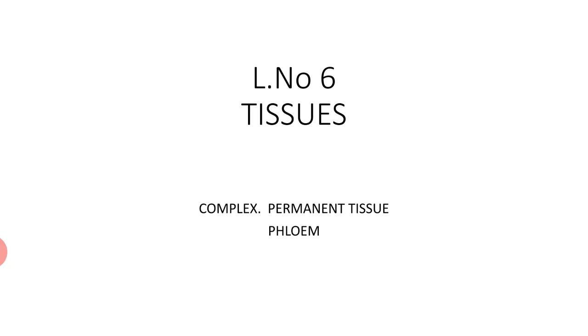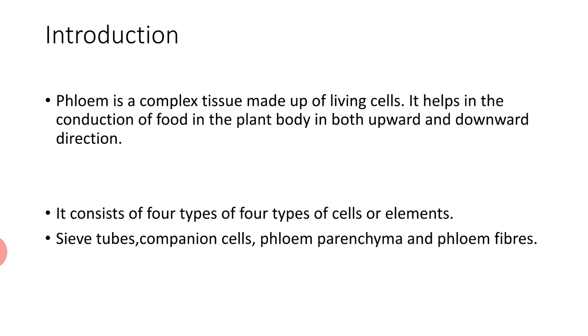Today we are going to study the next complex permanent tissue, that is phloem. Phloem is a complex tissue made up of living cells, and it helps in the conduction of food in the plant body in both upward and downward direction. What is its structure? Let's see.